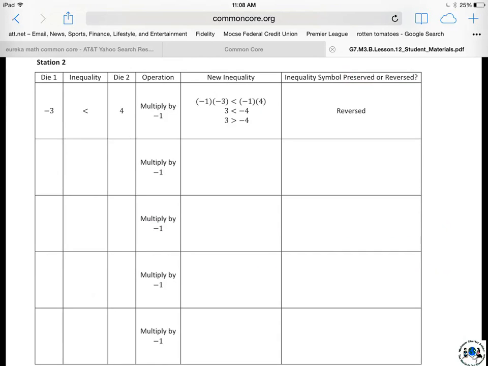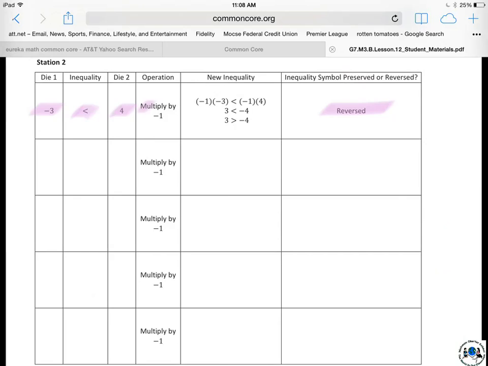Okay, so here's station 2. It looks like our question has been answered here, because as you notice already, the inequality symbol has been reversed in this first one. But let's take a look at it. So die 1, a negative 3 was rolled. Die 2, a 4. The inequality was written, okay, because negative 3 is less than 4.